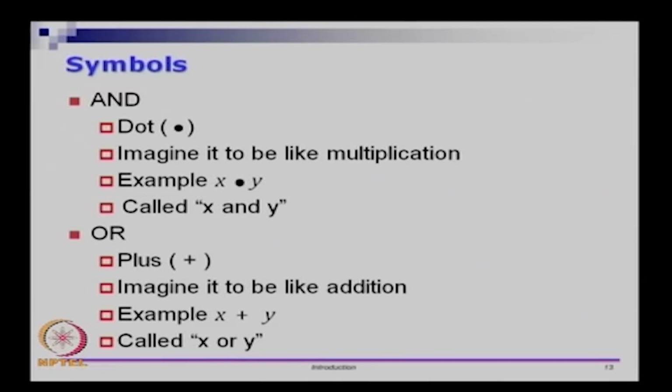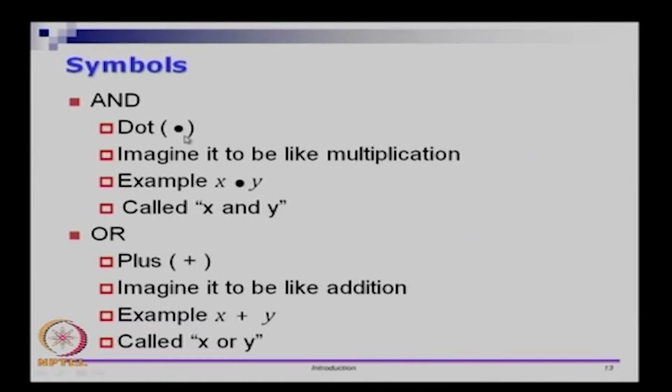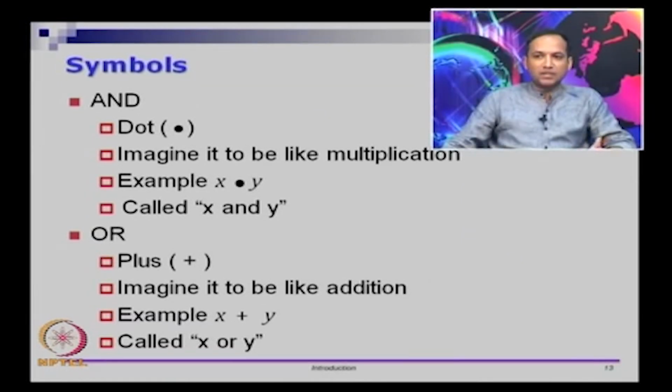So let's look at the symbols that we have used. For AND, we use the symbol dot, and you can think of it like multiplication. So if you take numbers, sometimes you put a dot to imply multiplication, right? So for example, if I put x dot y, we should read it as x and y. And for OR, we use the symbol plus. You can imagine this to be like addition, but it's not quite addition, because 1 plus 1 is actually 1 or 1. So either it's 1 or another one, the output is still 1, it's not 2. So imagine it to be like addition, it's not quite addition here.